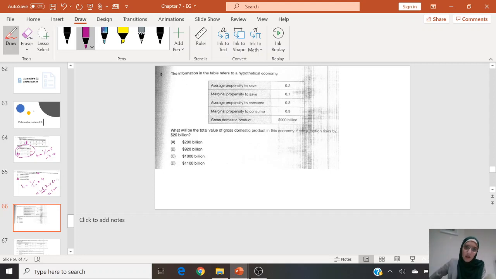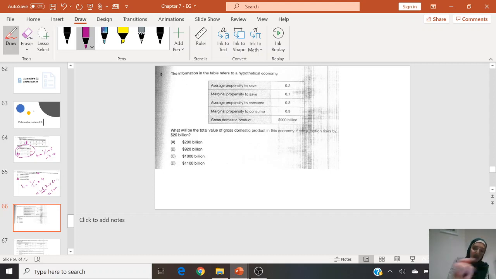The information in the table refers to a hypothetical economy: the APS, MPS, APC, MPC, and the GDP. What would be the total gross domestic product in this economy if consumption rises by 20 billion? So there's an increase in consumption by 20 billion, and they're asking you what would be the total value or the change in the GDP.